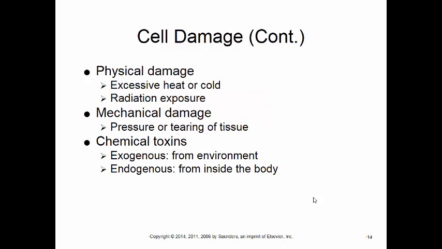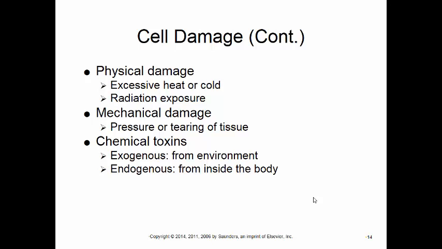Then we can have physical damage, which can be exposure to heat or cold, or even radiation exposure, where it physically damages the cells. Then we have mechanical damage, which is the act of pressure or tearing of the tissues. And then chemical damage, which can come from the environment or inside the body. If it's from the environment, we call that exogenous, which means we probably ingested it or it touched our skin and got inside our body. And then endogenous is when we make things within our body that damage the cells.